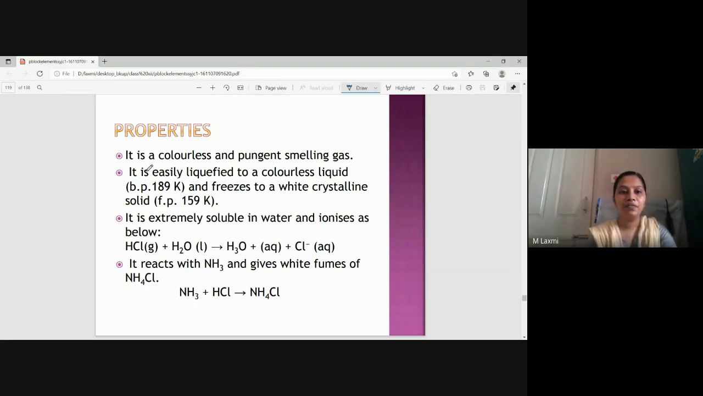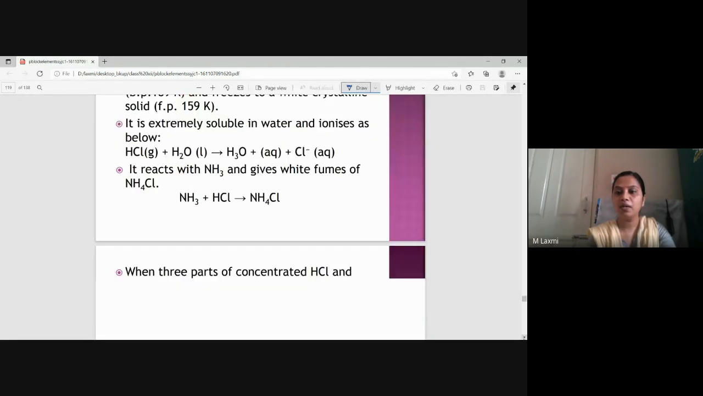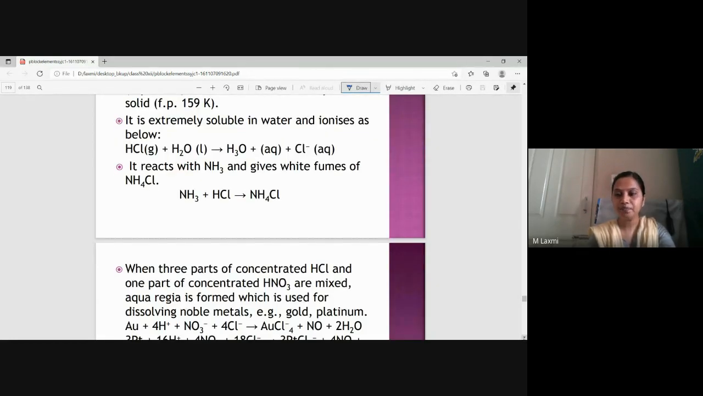I think only the first two points will be coming under the physical property. The remaining is chemical property. So about its solubility, how it ionizes, and its reaction with ammonia, it's all chemical property. This is an important point.